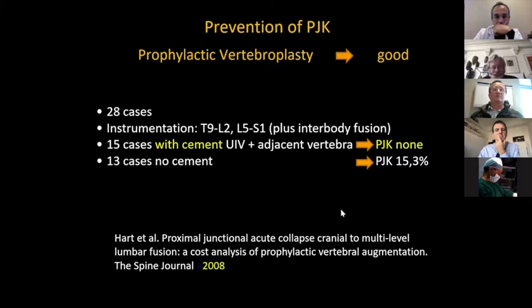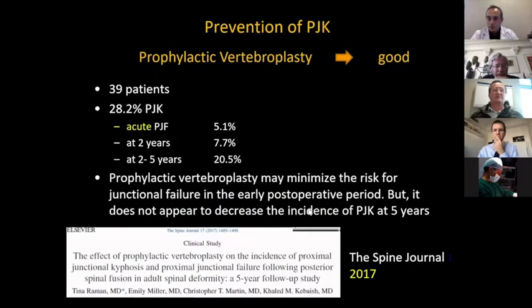This is a report from 2008 with prophylactic vertebroplasty. The results are good. They report no PJK in cases with cement augmentation, but 15% PJK in other cases. In 2017, the Spine Journal reported acute proximal junctional failure in 5%. However, in 2 to 5 years, it's 20%.